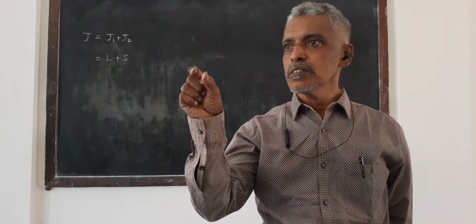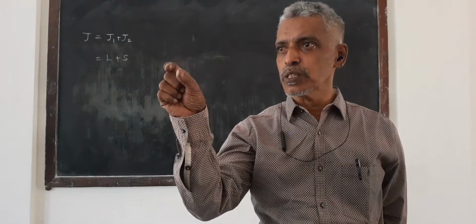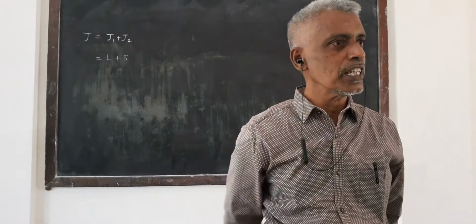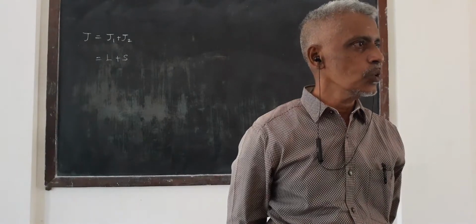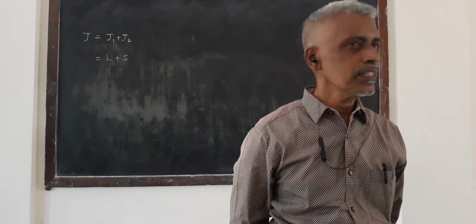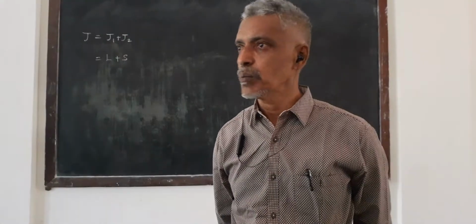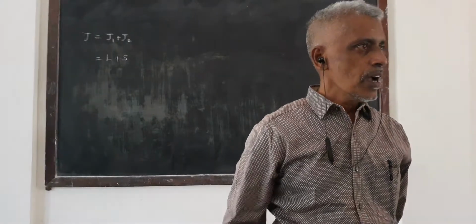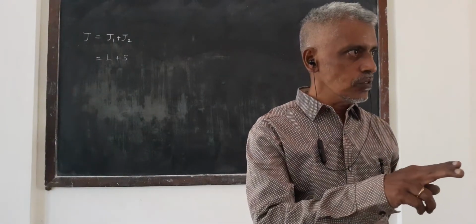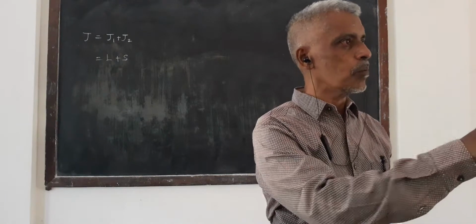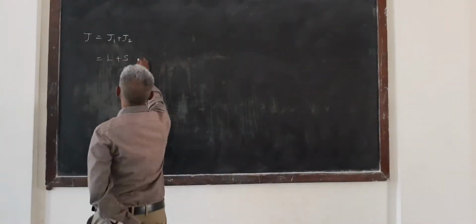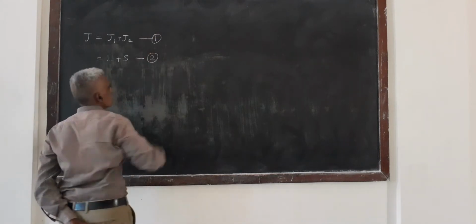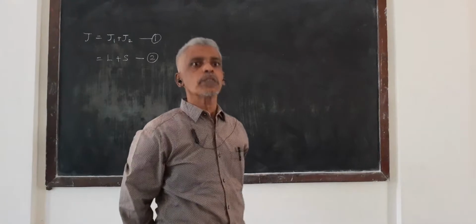There is one difference between J1 plus J2 is equal to J and L plus S is equal to J. L, you know it as orbital angular momentum. S, you know it as spin angular momentum. Addition of these two will give you total angular momentum. Now what is the point? J is equal to J1 plus J2, as said by this girl.